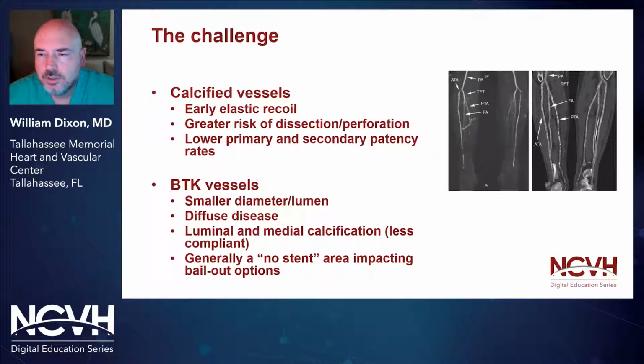And also, this is generally a no-stent area. If you get a significant dissection in the superficial femoral artery, we usually bail out with a stent, no problem. But we try to avoid stents in the below the knee vessels due to crush, fracture, and poor long-term patency. So we have fewer bailout options below the knee.